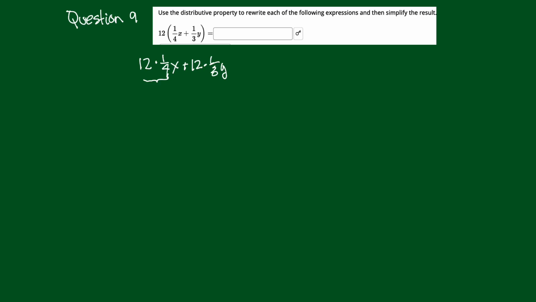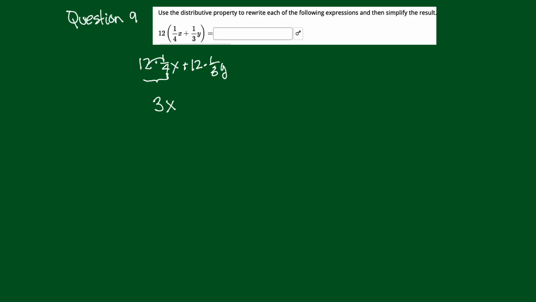Now you can do that like this. Just multiply tops together. 12 times 1 is 12. 12 divided by 4 is 3. Or you can think of it this way. What is 1/4 of 12? Order doesn't matter here in multiplication. What is 1/4 times 12? 1/4 of 12 is 3. But you still have the x, so don't forget that x.